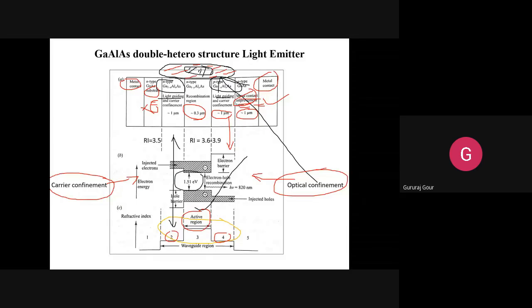Okay, now I just want to pause here. Let me ask you whether I shall repeat this once again? Okay, no response. You can see the video again and again, and you will understand. So this is the first type of heterostructure, the gallium aluminum arsenide LED.